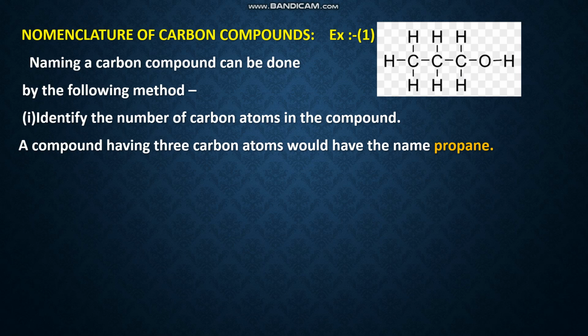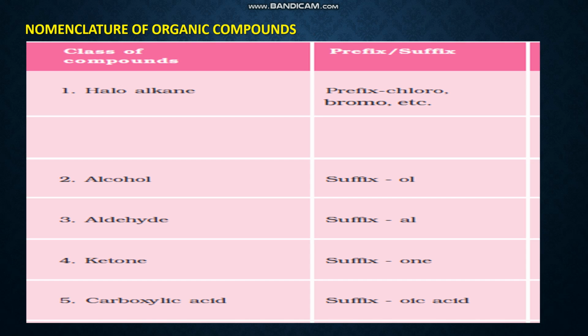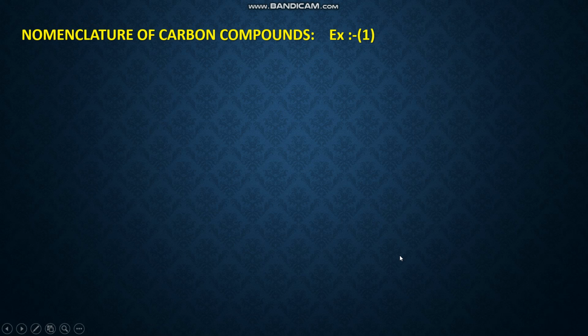OH. So already you have seen, OH functional group present means that is an alcohol. So how to name an alcohol? We have seen the prefix or suffix also. What is the suffix we have to give? OL. So in the corresponding alkane, this end E is replaced by OL as it is an alcohol. Already we have seen in this table: alcohol means we have to give the suffix OL, aldehyde AL, ketone ONE, carboxylic acid OIC acid. Remember these points.